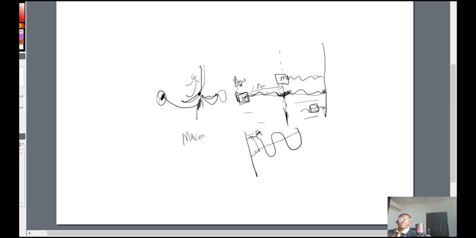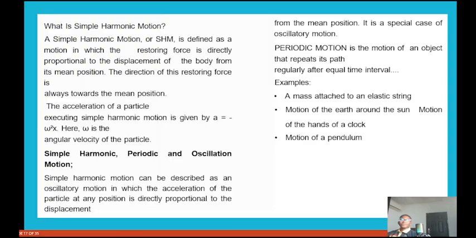Then what is the period? The time it takes to complete one oscillation. This is where it started, so this is where it's going to end. This is one complete oscillation, and we're going to have our period, our T. So this is just basically what simple harmonic motion is about. Just the to and fro.